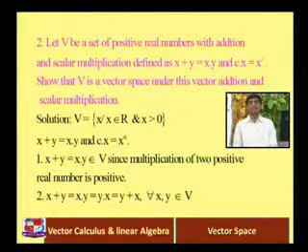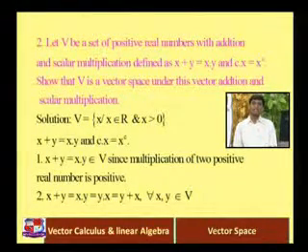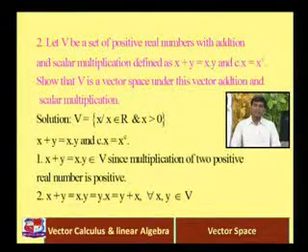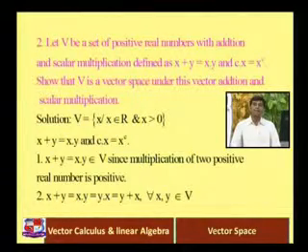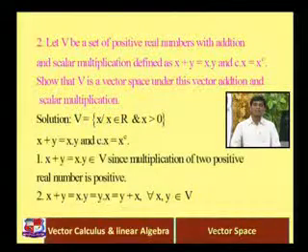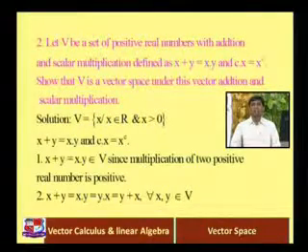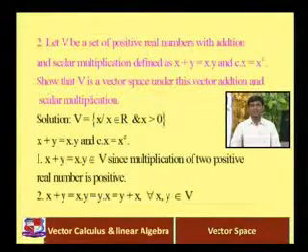And c into x is equal to x raised to c, where c is any scalar, so c is a real number and x is also a real number. So scalar multiplication we define as c into x is equal to x raised to c. Show that V is a vector space under the given vector addition and scalar multiplication. So first of all, what is our set V? V is the set of positive real numbers.